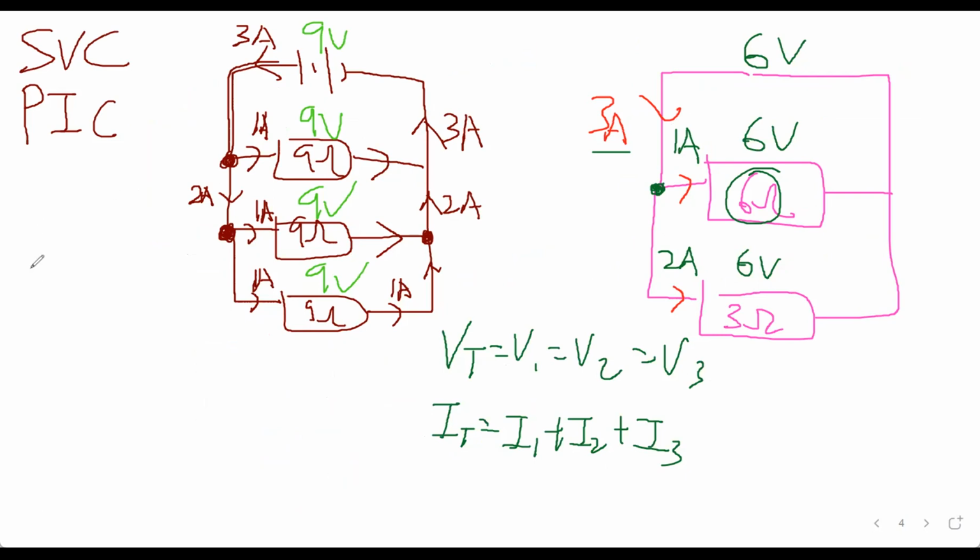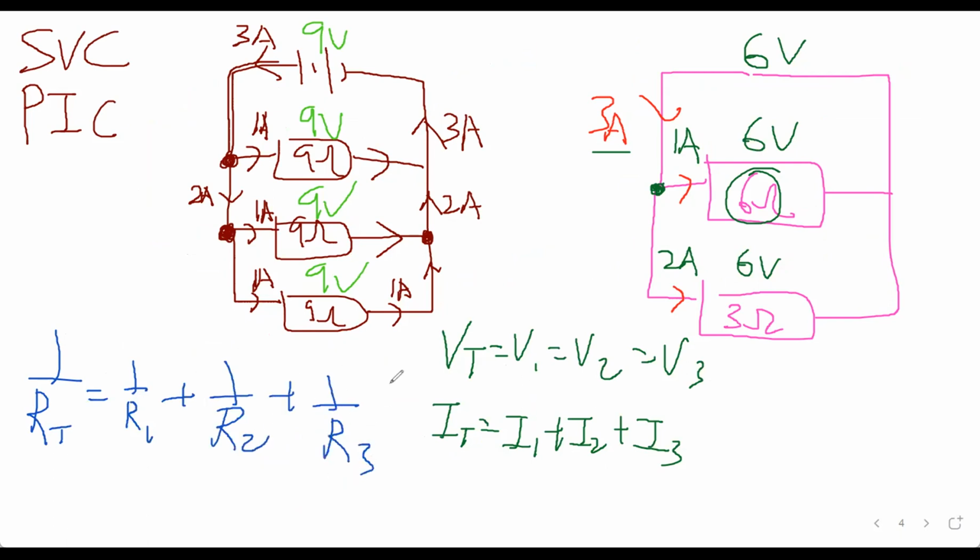All right, and then the final formula that I want to talk about in terms of a parallel circuit is essentially the resistance formula. The resistance formula is given as 1 over RT equals 1 over R1 plus 1 over R2 plus 1 over R3. Meaning to say, guys, if I want to find the total resistance in this circuit here, it's 1 over 9 plus 1 over 9 plus 1 over 9.